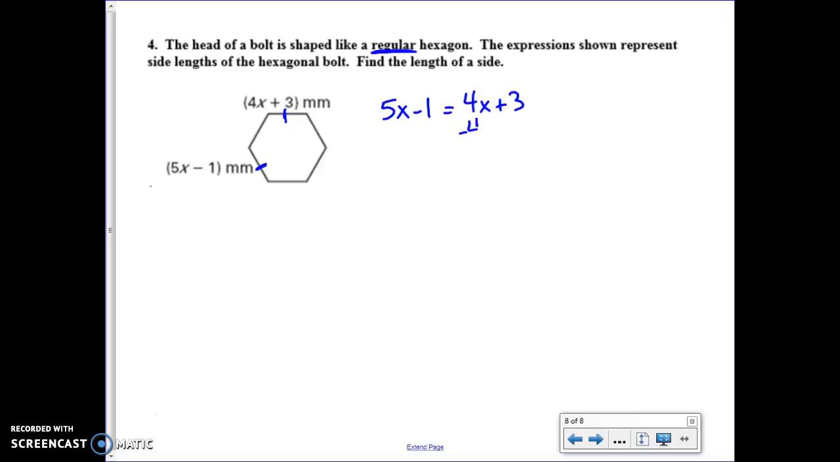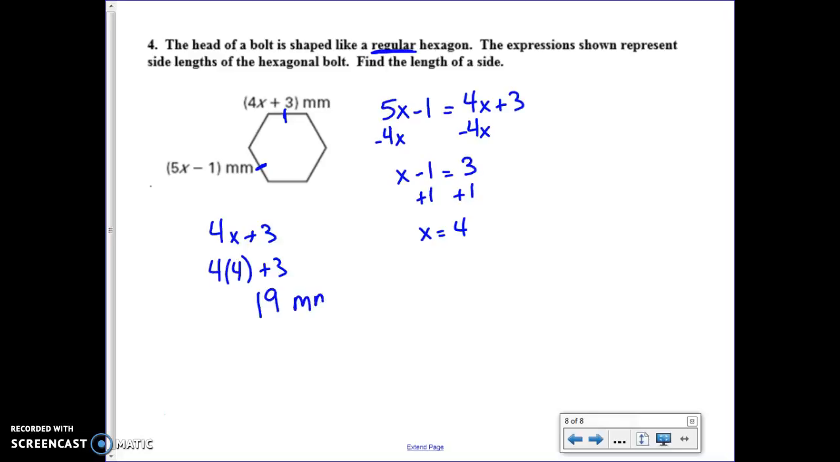Then I'm going to subtract 4x from both sides. So I get x minus 1 equals 3. I'm going to add 1 to both sides. So x equals 4. It wants to know the length of a side though, so just finding x doesn't work. So I'm going to plug into one of these, and it doesn't matter which one. I pick 4x plus 3. So 4 times 4 plus 3 is 16 plus 3, so 19 millimeters would be the length of a side.